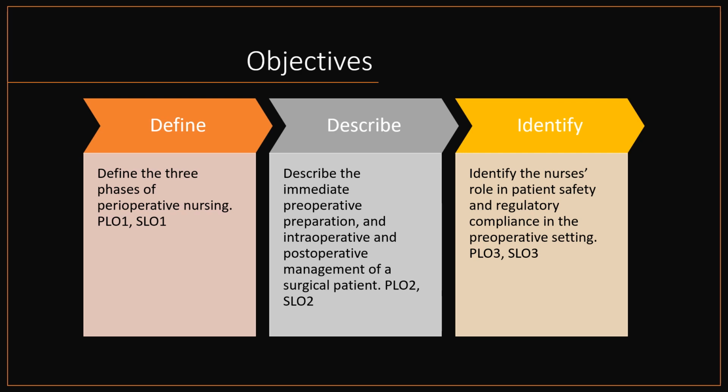that we as a nurse do our part in advocating and taking care of our patients. Here you have the main objectives for this lecture. We're going to define the phases of perioperative nursing, and we're going to describe the immediate preoperative preparation, the intraoperative and postoperative management of a surgical patient, and then we're going to talk about the nurse's role in keeping our patients safe.